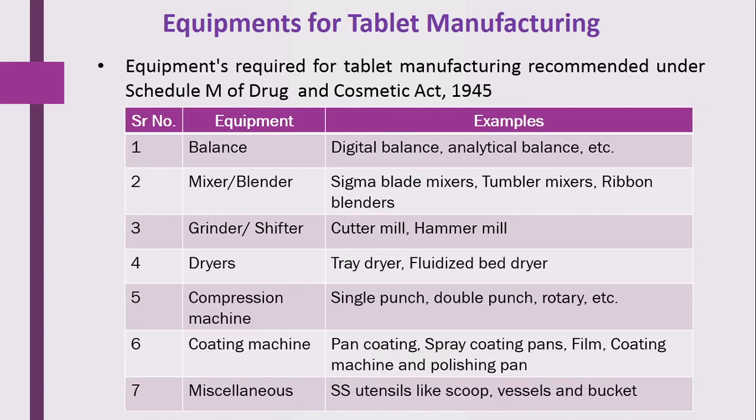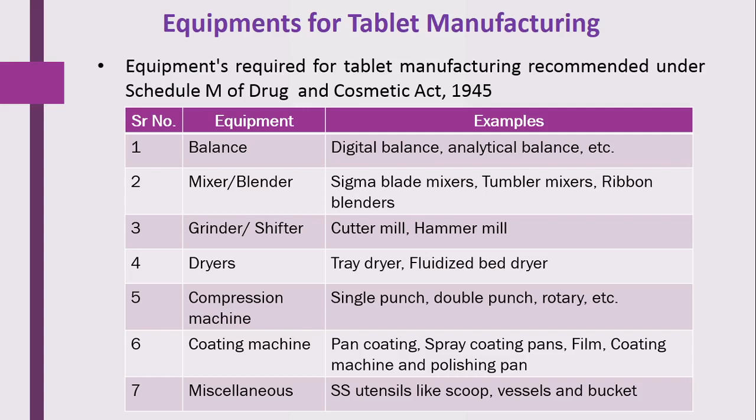So these are the equipments which are required for tablet manufacturing. We'll see here the balance equipment like digital balance and analytical balance, which are required in the weighing room. Next, mixer and blender, which are required in the mixing room or mixing section, that is a sigma blend mixture, tumbler mixture, or Vicon blend mixture, ribbon mixture, or ribbon blenders, which are available in this section, or these equipments which are used for the mixing purpose.